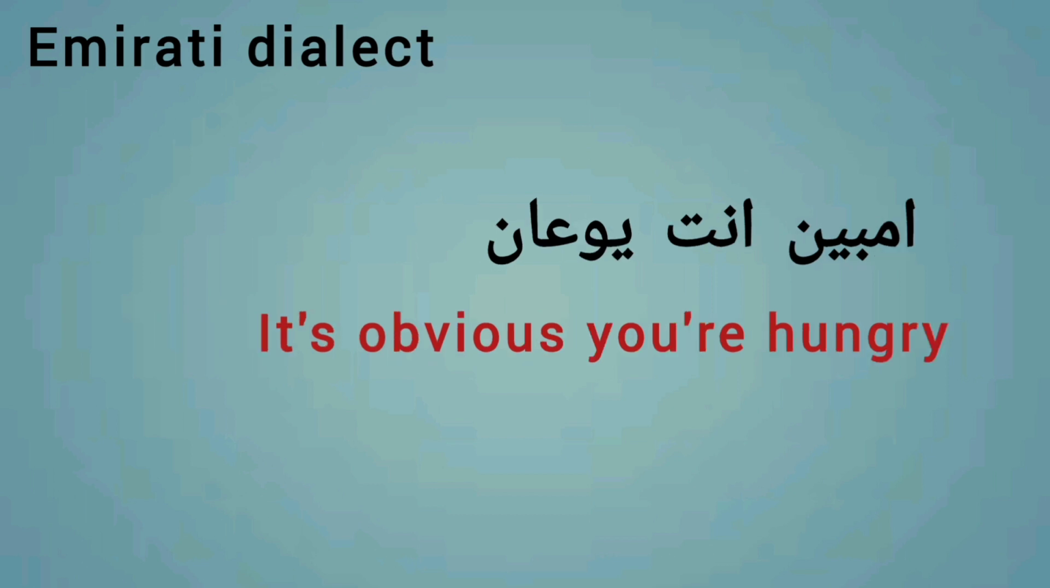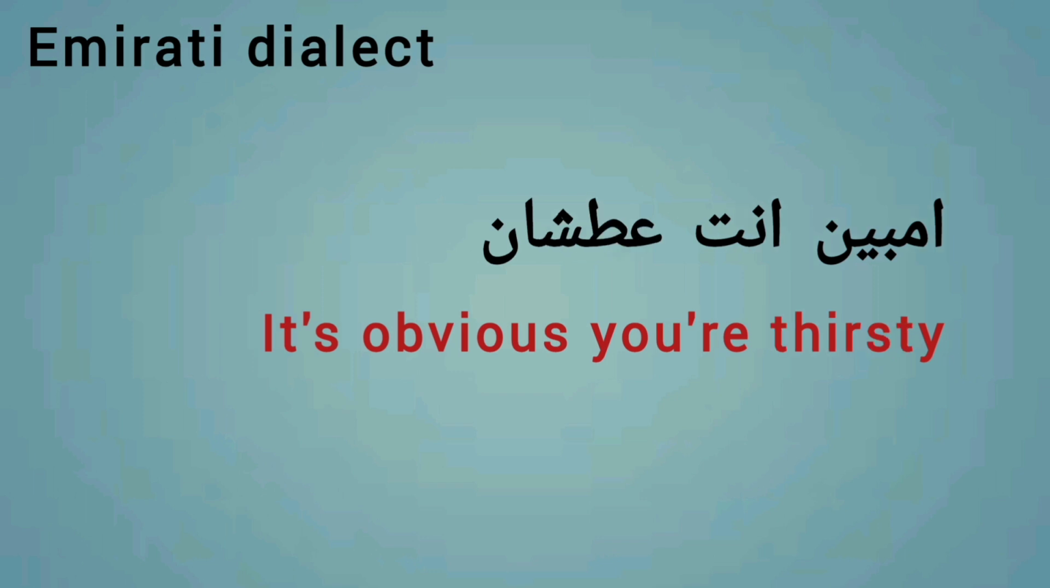مبين أنت يعان. It's obvious you're hungry. مبين means obvious, أنت means you, and يعان means hungry. In the last phrase, مبين أنت عطشان. It's obvious you're thirsty. And for female, we have to say مبين أنت عطشانة.